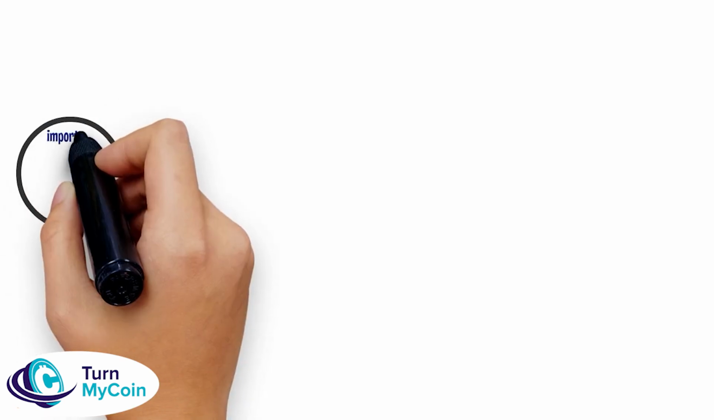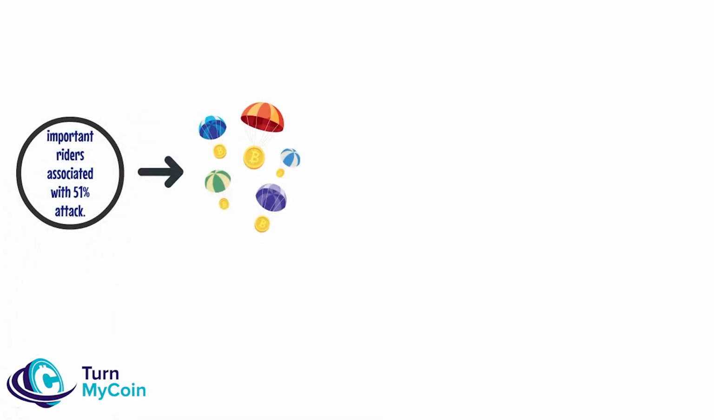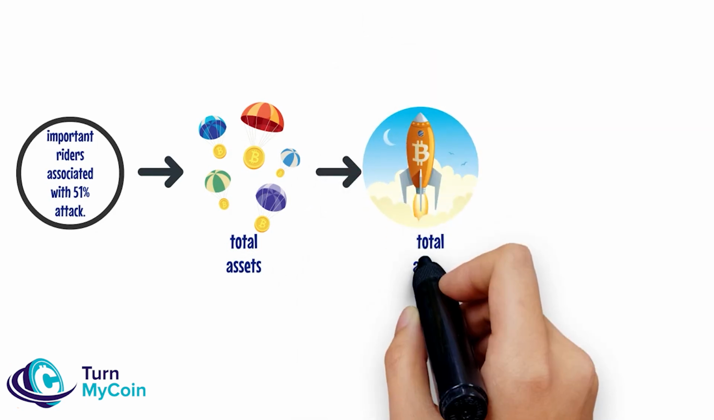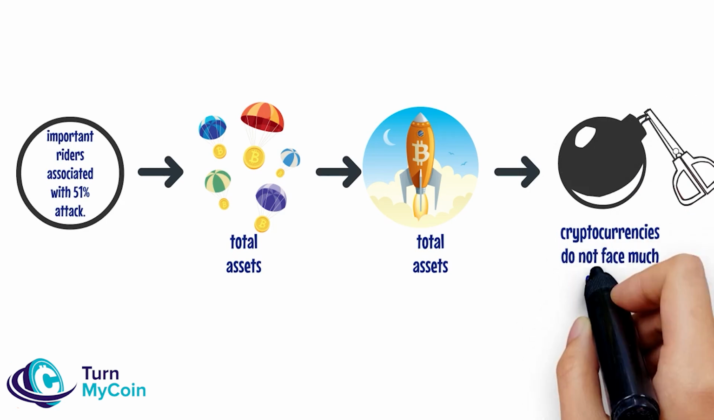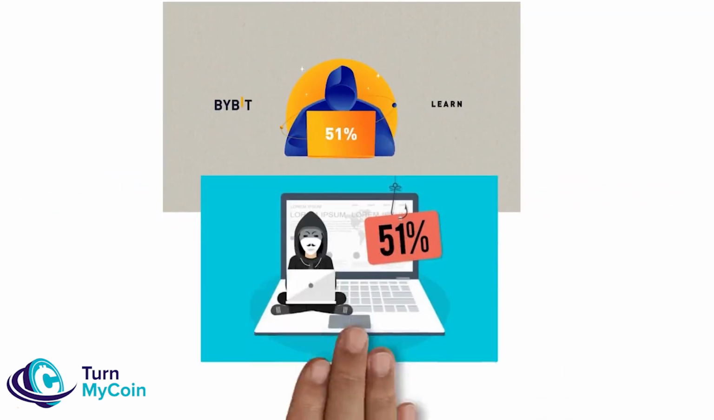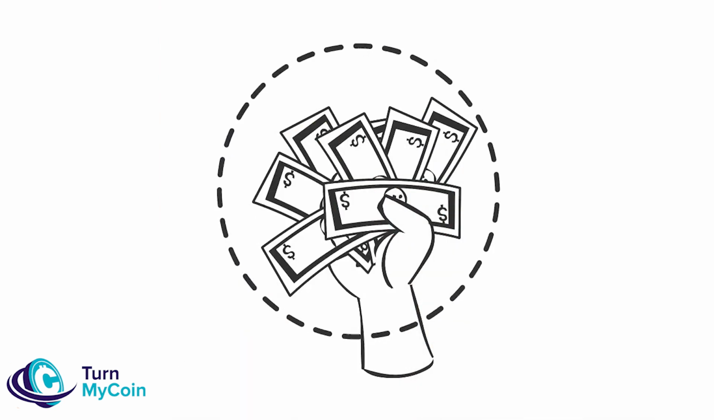However, there are two important riders associated with the 51% attack. First, it is very difficult to hold 51% of the total assets in the case of a reliable cryptocurrency. So investors who invest in good cryptocurrencies do not face much of a risk. Second, it is both difficult and expensive to hold 51% of an asset and then attack it. The currency would lose value overnight.